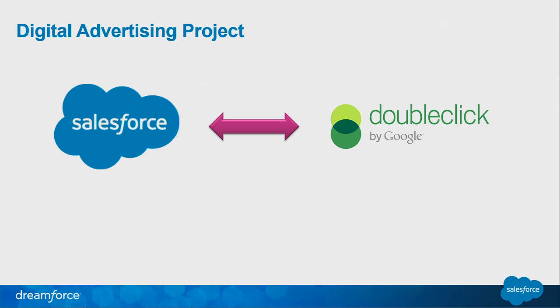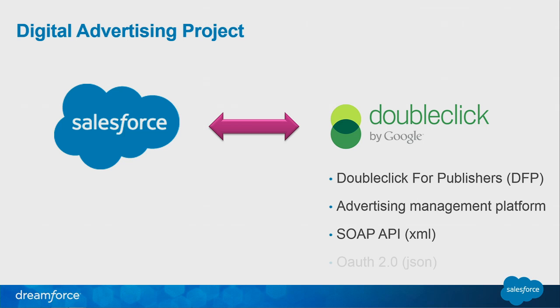Basically, I'm going to refer to it as DFP, DoubleClick for publishers. So it's an advertising management platform, and it makes sense for an advertising firm to want to merge that information into their Salesforce org, because they can mesh the information that they get from DoubleClick, like ad success rates, cost, revenue, with things like accounts, opportunities, and so forth.